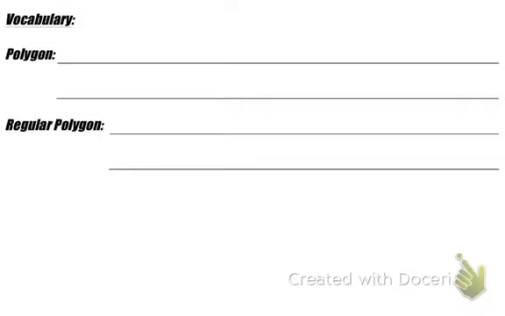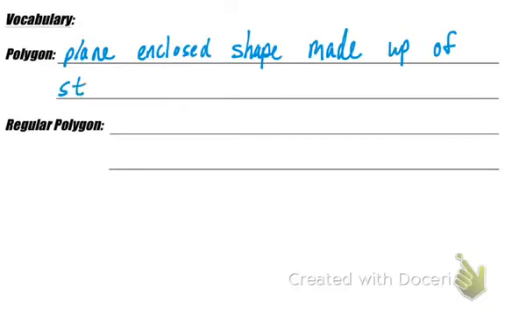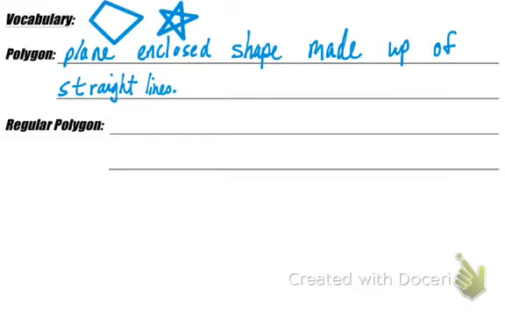First one's polygon, and a polygon is a plane enclosed shape made up of straight lines. So all of our shapes that are considered polygons have to be made up of straight lines. They also have to be enclosed, so they have to close out. You can't have any openings just hanging out to be considered a polygon. So a couple of examples. Notice how they all have straight lines and are enclosed.